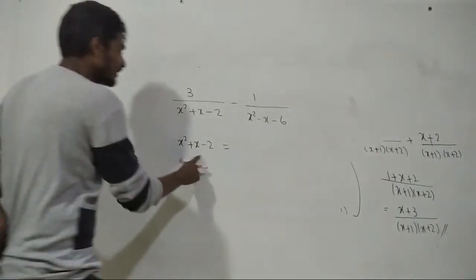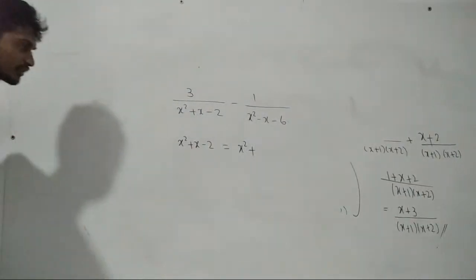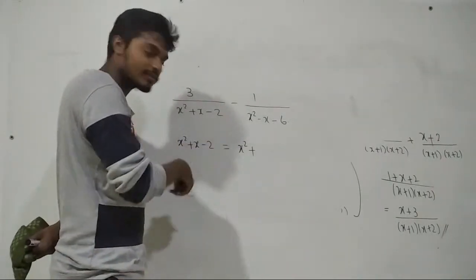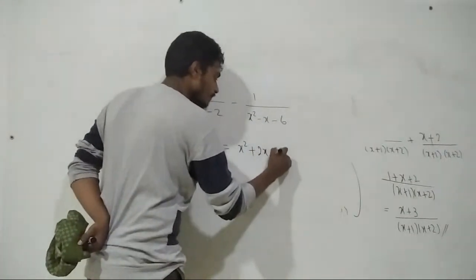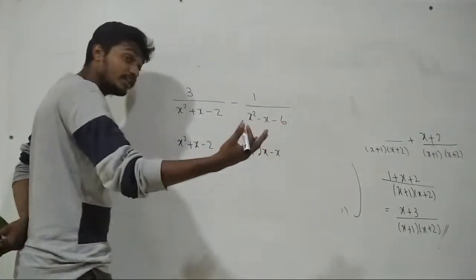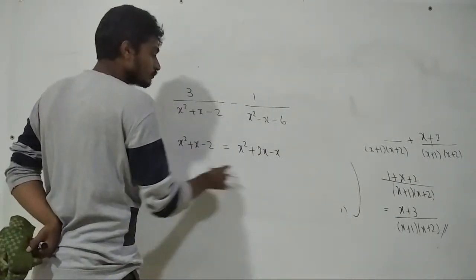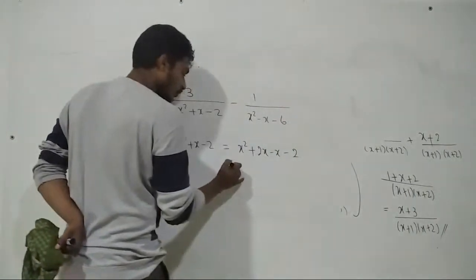So guys, you have to break this x into 2 portions, such that when you add them, should make you x, and when you multiply the coefficients, should make you minus 2. So in that case, we will have 2x minus x. Why so? Because 2 minus 1 is going to be 1. 2 into minus 1 is going to be minus 2.